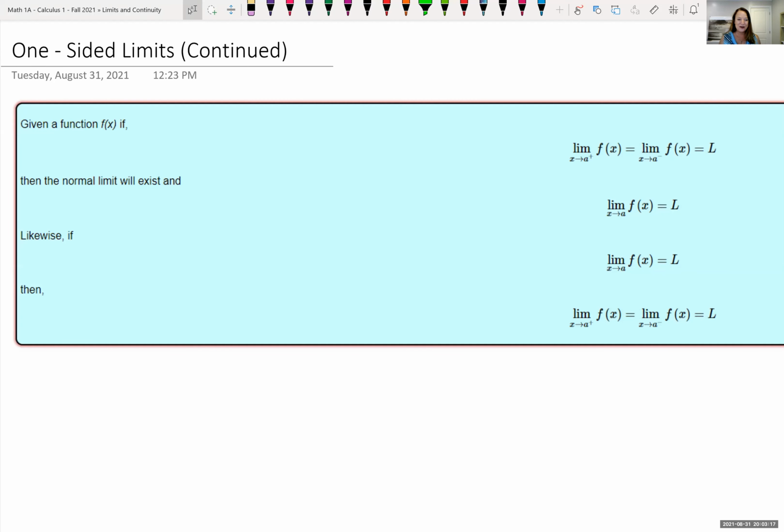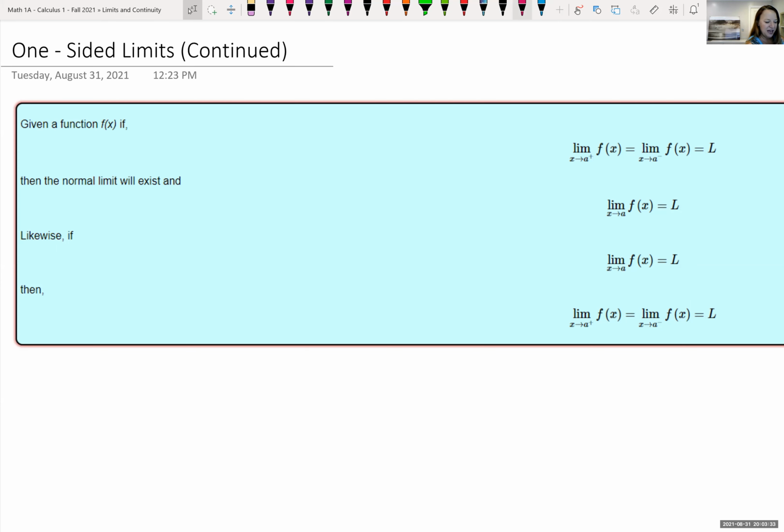So we're continuing on working with one-sided limits. I kind of just want to review the one-sided limits, and then we're going to look at some examples that will hopefully help you understand and be able to do your homework.